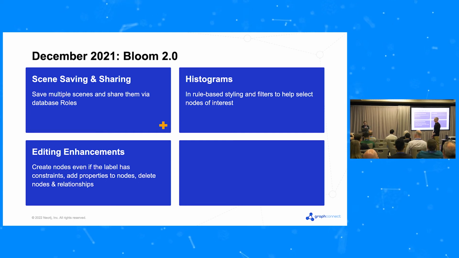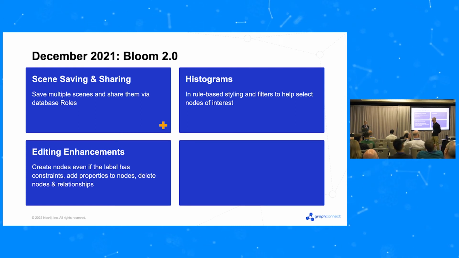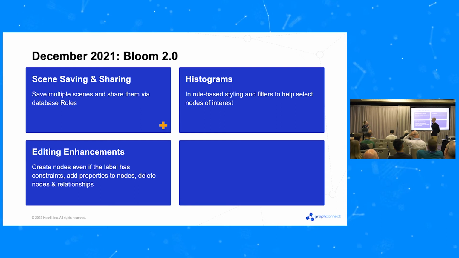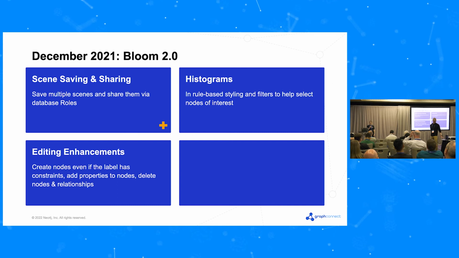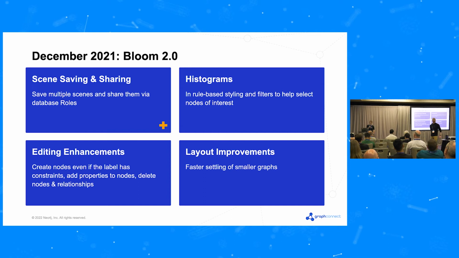Then we had some editing enhancements. In 2.0, you can create nodes even if that label has constraints, such as uniqueness for a certain property. If you try to create such a node, Bloom will prompt you to fill in all the necessary properties. Additionally, you can add properties to nodes, and you can also both delete and create new elements. But any editing requires write access to the graph, of course.